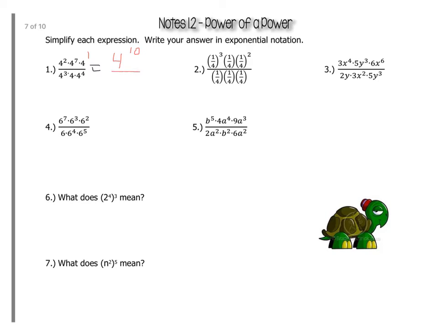Looking at the denominator, 4 to the third power, remember that second one is the same thing as 4 to the first power, times 4 to the fourth power. So 3 plus 1 plus 4 is 8. So now I have 4 to the eighth power in the denominator. The next thing you need to look at is where is the exponent larger? Is it larger in the numerator on the top or larger in the denominator on the bottom? For this one, it's larger on the top. 10 is larger than 8, so it stays on the top. And 10 minus 8 is 2. So 4 to the second power is the correct answer.